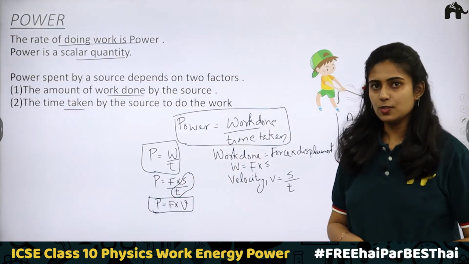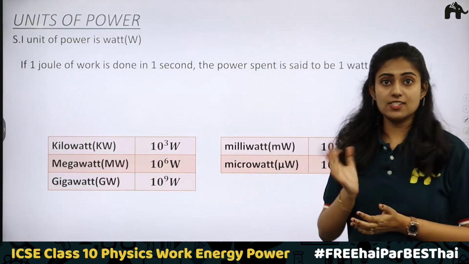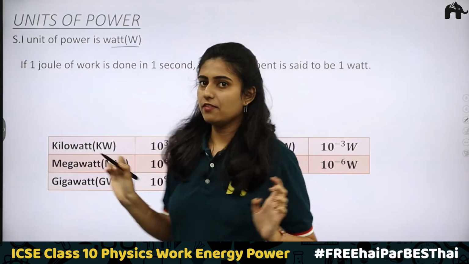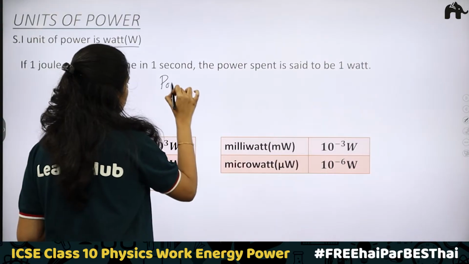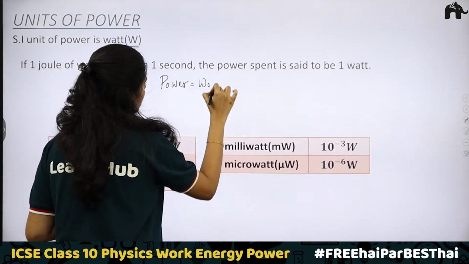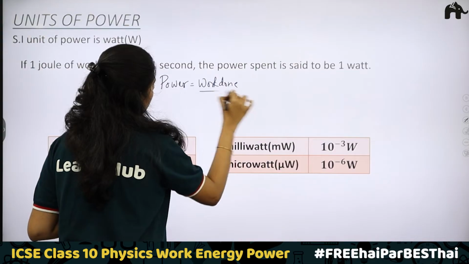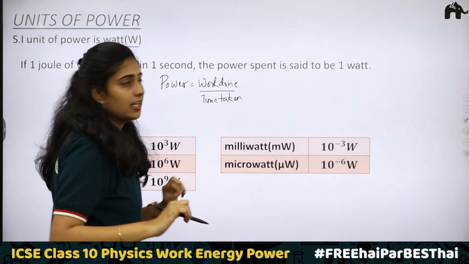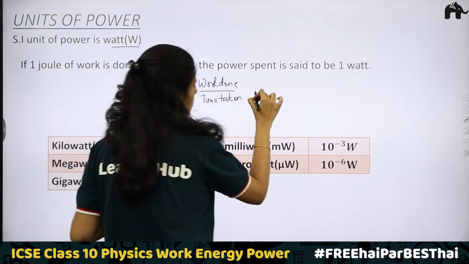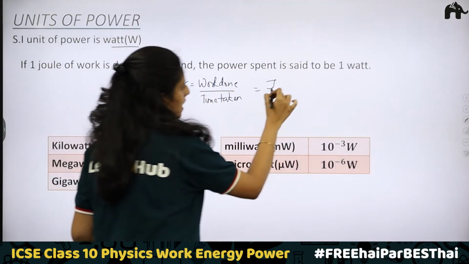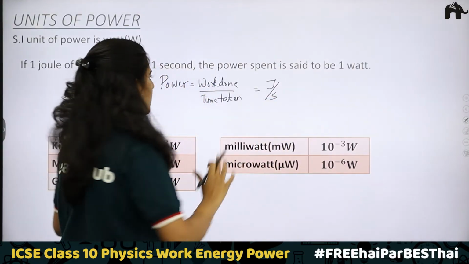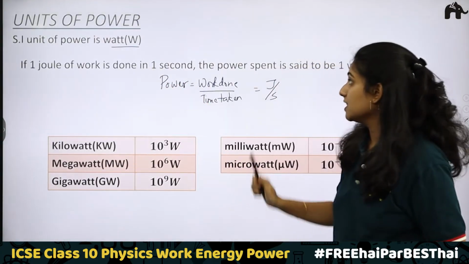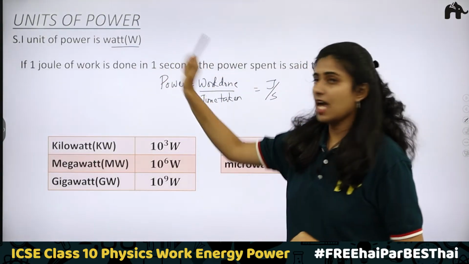Okay. Understood? Next, what are the units of power? We have studied the units of work done. The SI unit of power is what? What is power? We have power is equal to work done divided by time taken. Work done unit is joules and that of time is seconds. Joule per second is a possible unit, but from the name of a scientist, we have taken the SI unit of power, which is watt, and it is represented as capital W.